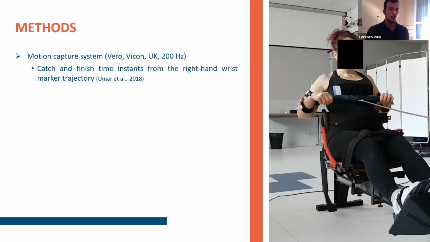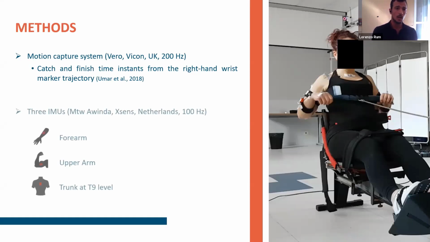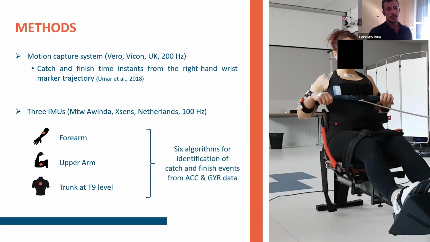A motion capture system was used to identify the catch and finish times from the right-hand wrist marker trajectory, and in particular from the axis which was longitudinal to the rowing machine main axis. Three IMUs were used and positioned on the forearm, upper arm, and trunk at T9 level. From the data acquired from the IMUs, 6 algorithms were implemented for the identification of both catch and finish events, in particular from the accelerometer and gyroscope data.